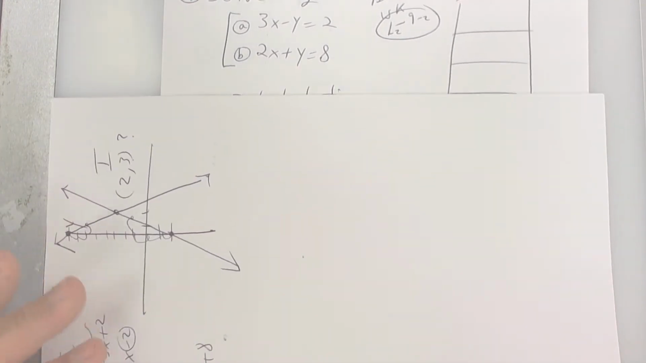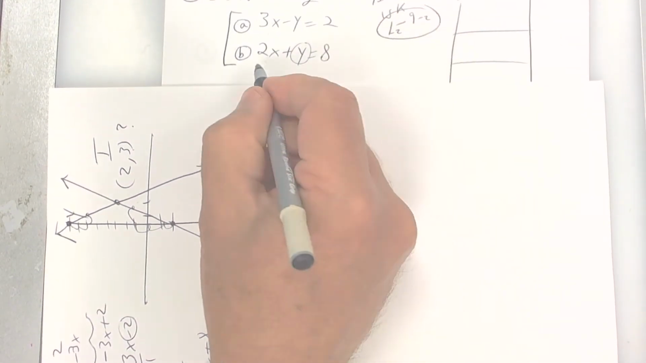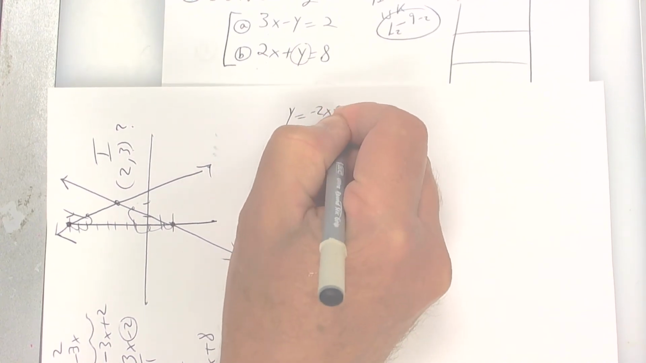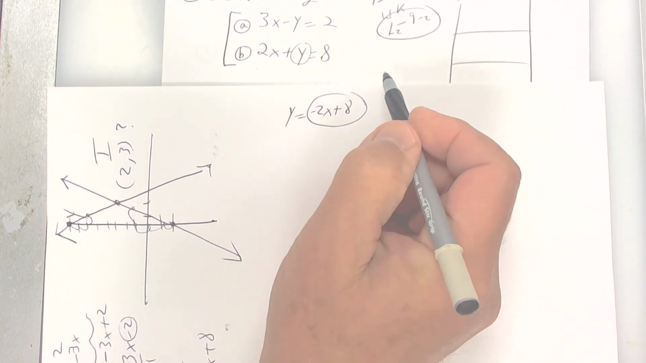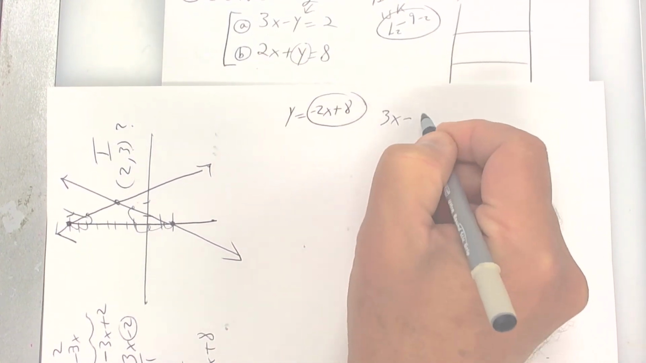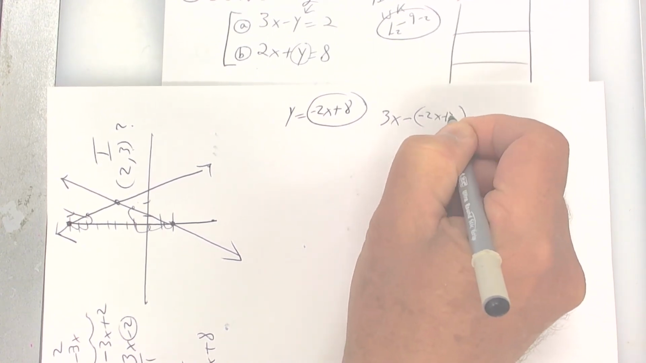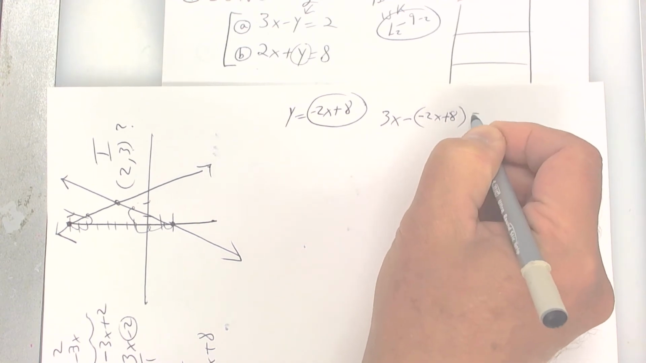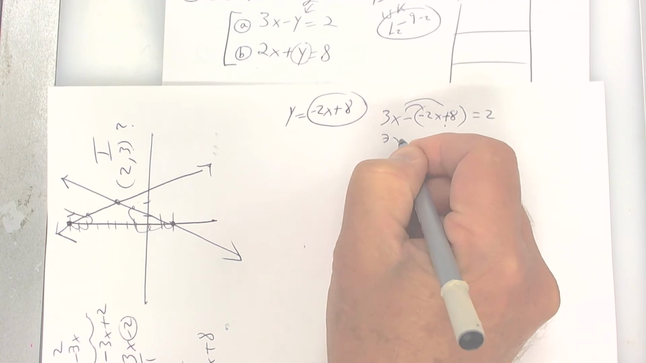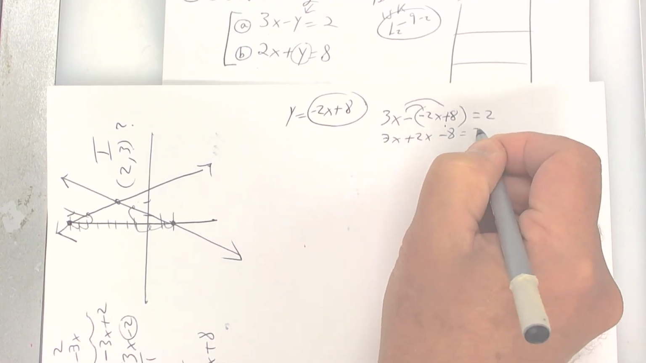Substitution. Substitution, you got to get one of these by itself. I like this one. So I'm going to go ahead and subtract 2x. So I'm going to get y equals negative 2x plus 8. I'm going to take all of this and substitute right here for the y. So I'm going to get 3x minus, and be careful with that minus, and then you're going to substitute all of this in place of this first equation for the y. You're going to distribute. So you get 3x plus 2x minus 8 is equal to 2.